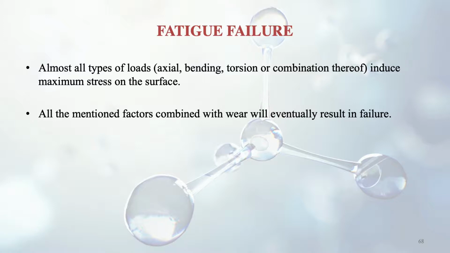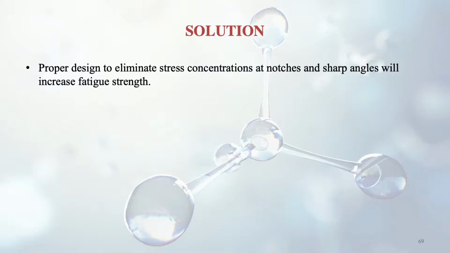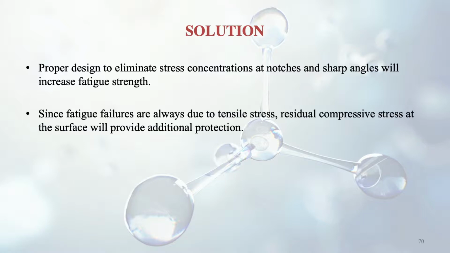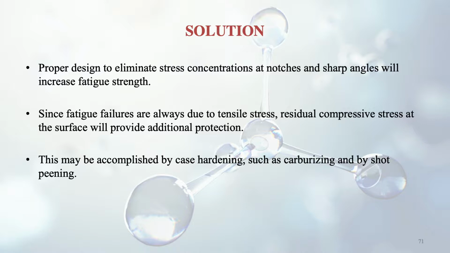So what is the solution then? We need to have a proper design to eliminate any kind of stress concentration due to notches and sharp angles, thereby increasing our fatigue strength. Since fatigue failures are always due to tensile stress, residual compressive stress at the surface will provide additional protection. So generally fatigue failures are due to the tensile stress we have seen. So we can give a certain residual compressive stress on the surface before it is subjected to anything. And this compressive stress can be accomplished by case hardening phenomena such as carburizing and by shot peening.